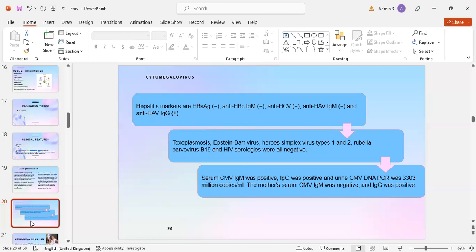Serum cytomegalovirus IgM was positive, IgG was positive. Urine cytomegalovirus DNA PCR was 3,303 million copies per milliliter. The mother's serum cytomegalovirus IgM was negative and IgG was positive.